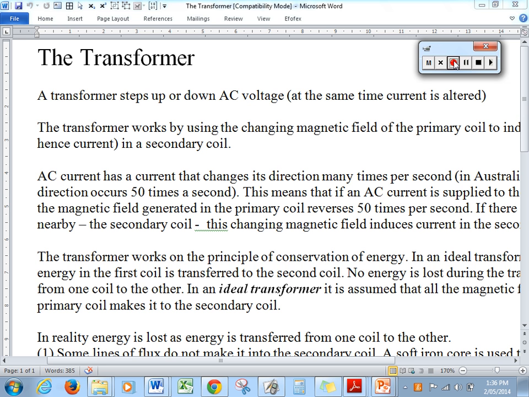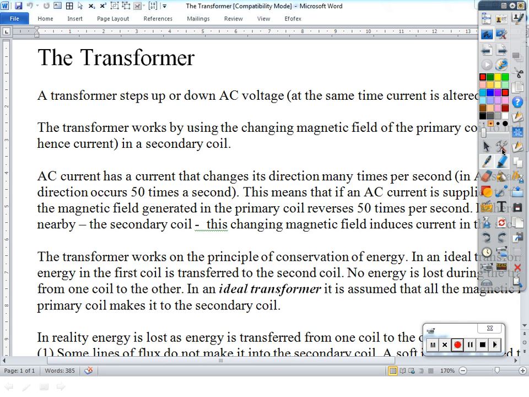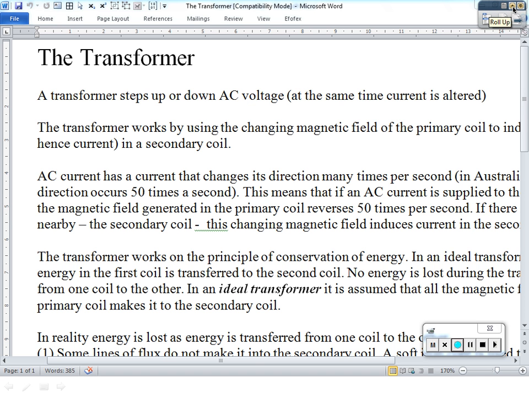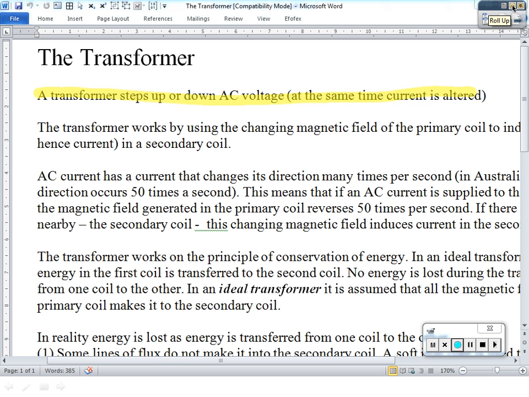Okay, so let's define the transformer. The way to define the transformer simply is to say that a transformer is a device that steps up or steps down AC voltage at the same time it alters the current. So the definition: it's an electronic device which steps up, increases, or steps down AC voltage at the same time current is altered. Okay?